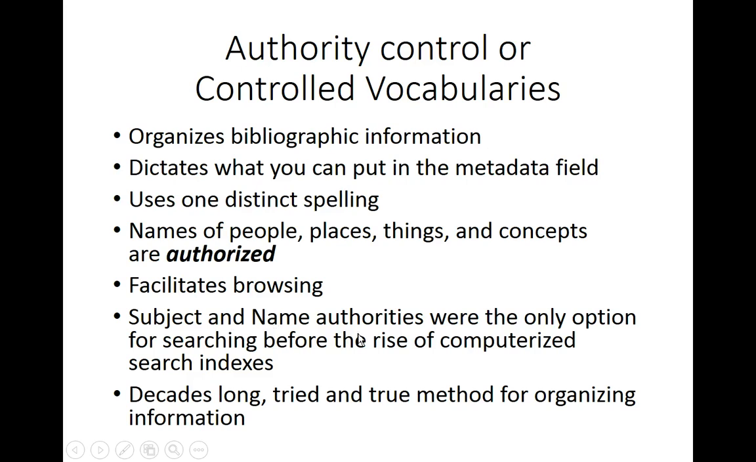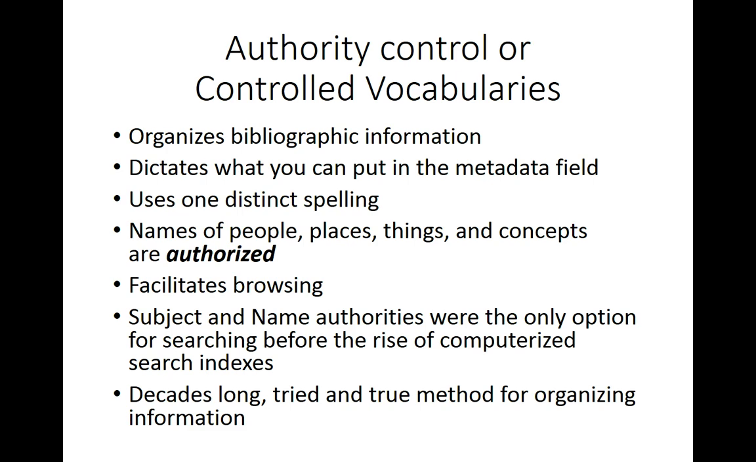Subject and name authorities were the only option for searching before the rise of computer search indexes. So search indexes and keyword searching is a relatively recent thing. Maybe not to you all, but in the history of library science, it's a relatively new thing. Pre-computer, pre-OPACs, subject and name authorities were really the only thing you had in terms of doing knowledge exploration.